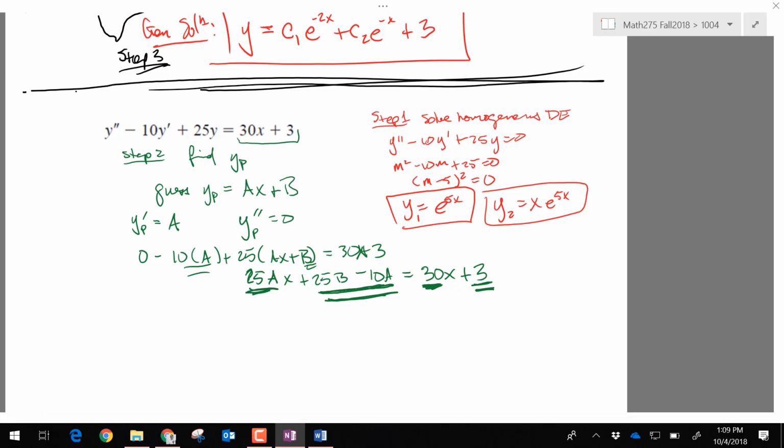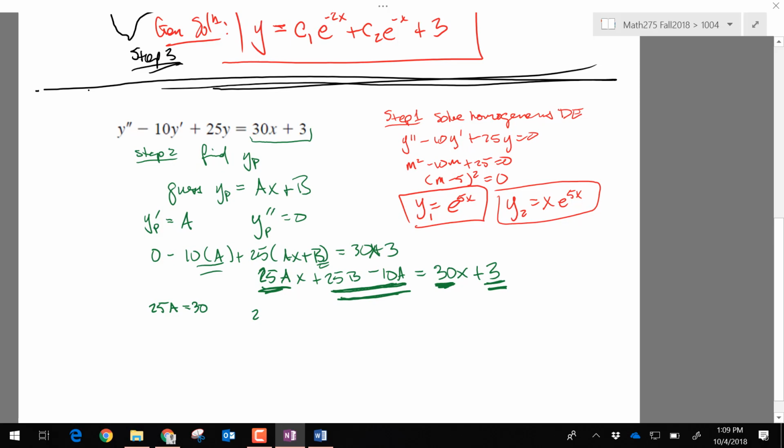So we're going to get 25A should equal 30, right? Left-hand side is supposed to equal the right-hand side. The coefficients of the x should match up. We got 25A is equal to 30. And at the same time, 25B minus 10A is equal to 3. So we have two equations and two unknowns that we're solving for. One of them we can solve easily. You're just matching the coefficients.